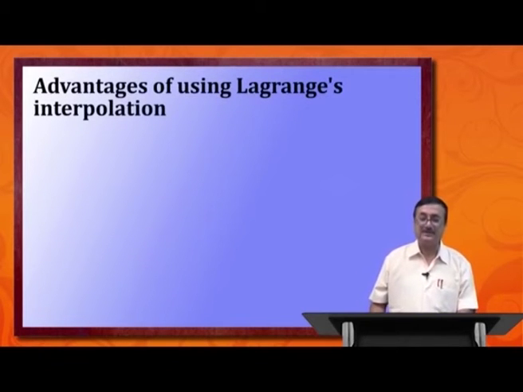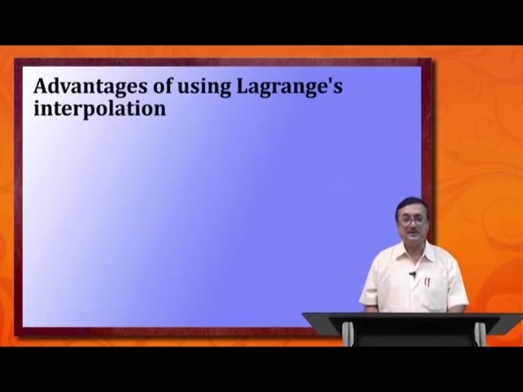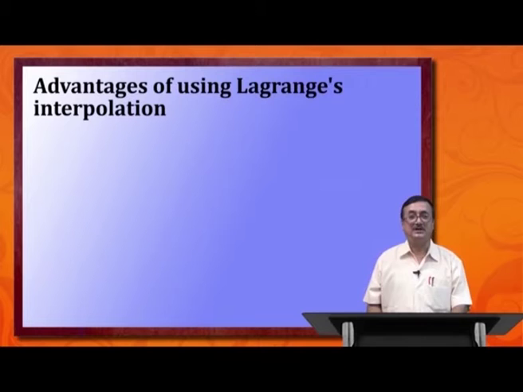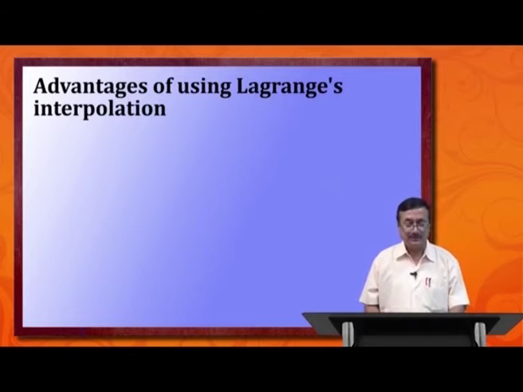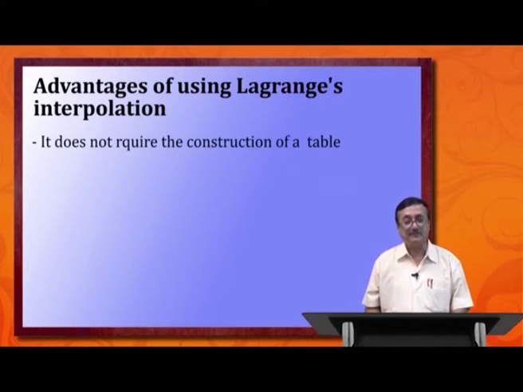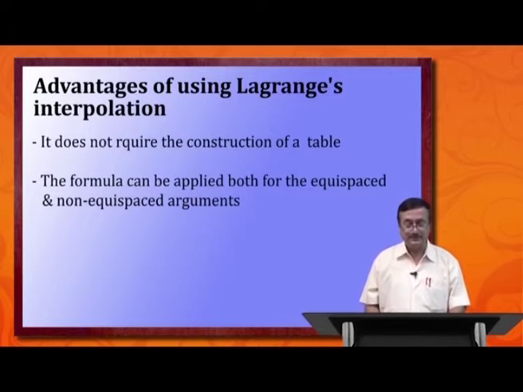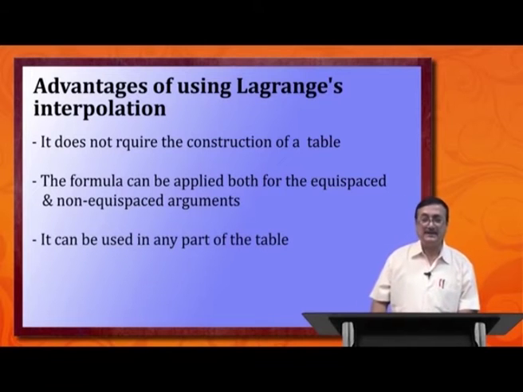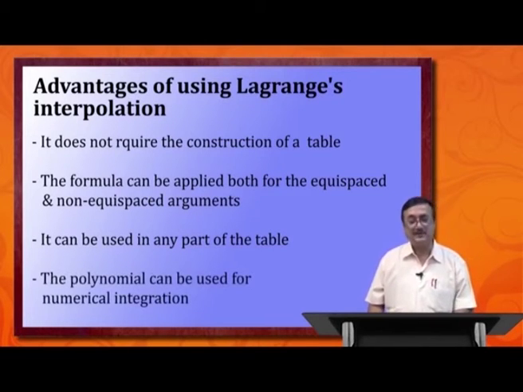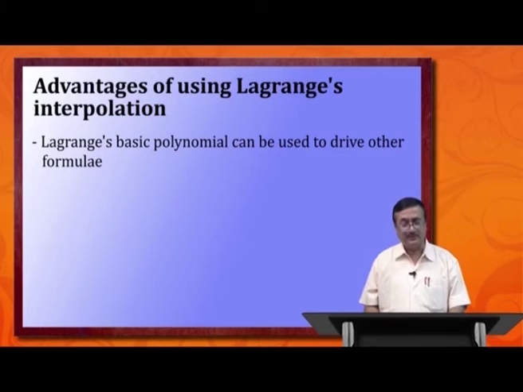Now, what are the advantages of using Lagrange's interpolation formula? Note down that it is much superior to the other interpolating formulas such as Newton's formula or Stirling or Bessel formula, because it does not require the construction of a difference table. The formula can be applied both for equispaced and non-equispaced nodes, and also in cases when the xi's are not in order. It can be used in any part of the table. This polynomial can be used for finding the formula for numerical integration. Lagrange's basic polynomial can also be used to derive other formulas too.